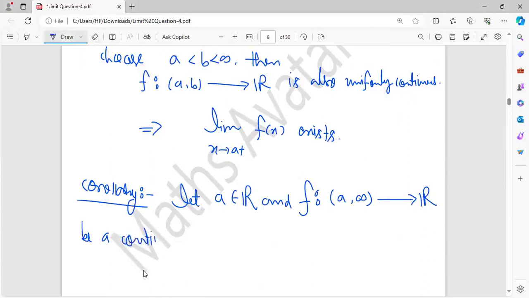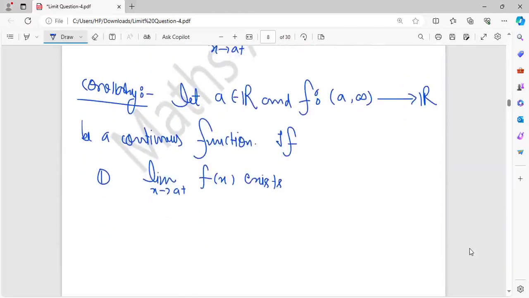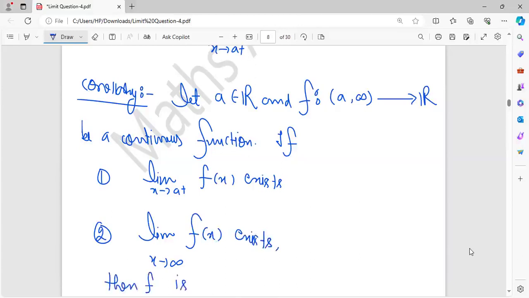Let f be a continuous function. If one, the limit as x tends to a plus of f(x) exists, and second, the limit as x tends to infinity of f(x) exists, then f is uniformly continuous on (a, infinity). So its proof is really very simple. We will see it. Okay, how?